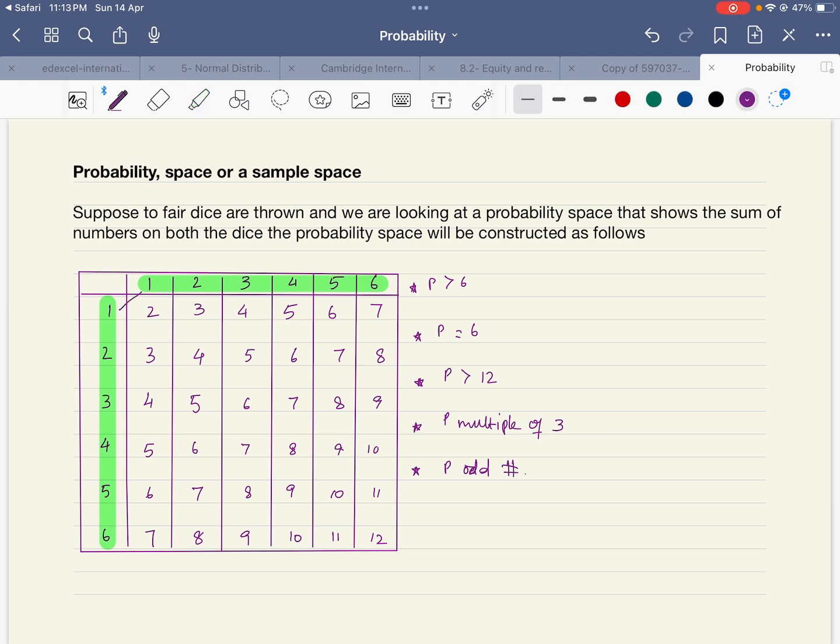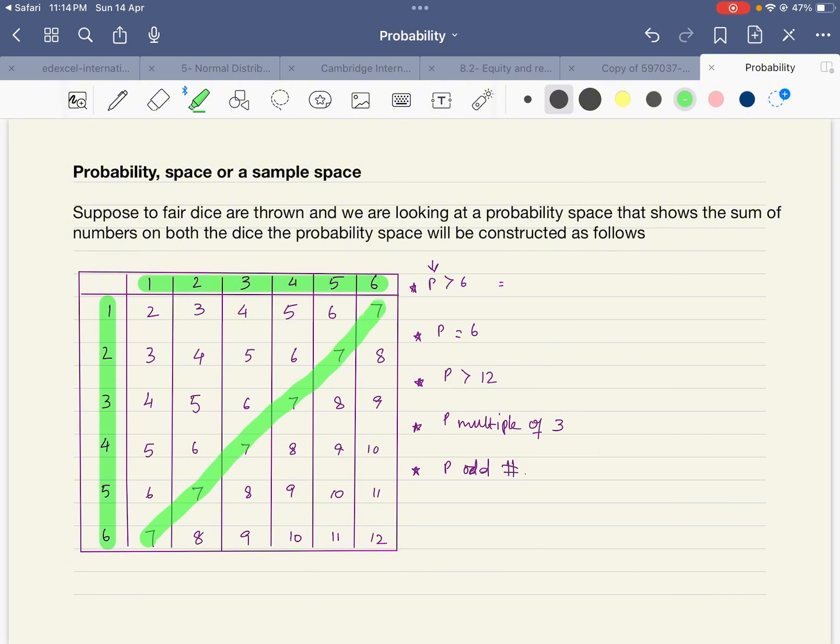For example, 1 plus 1 is 2, 2 plus 2 is 4. Where do we write 2 plus 2? 2 here and 2 here, means it will be written here, right? So all the numbers inside this sample space denote the sum of numbers that appear on both the dice. Now, first question is, P greater than 6, means you have to calculate the probability of the sum being greater than 6.